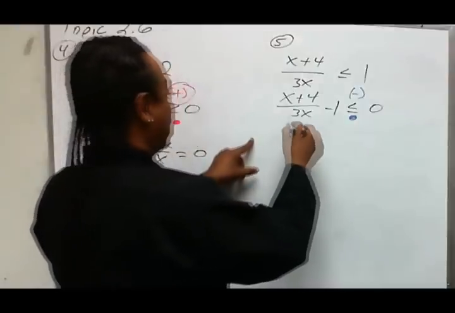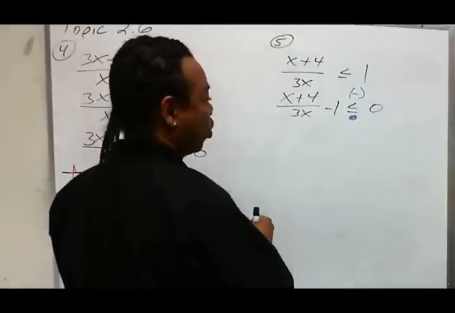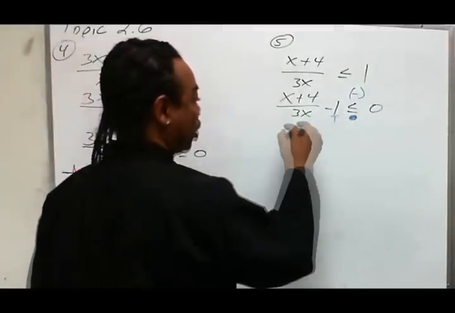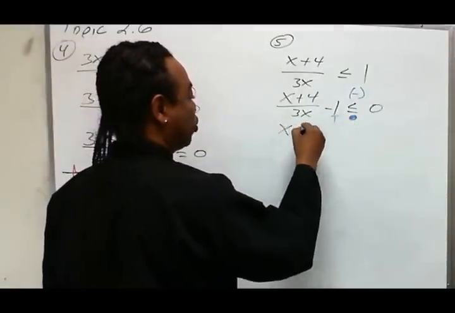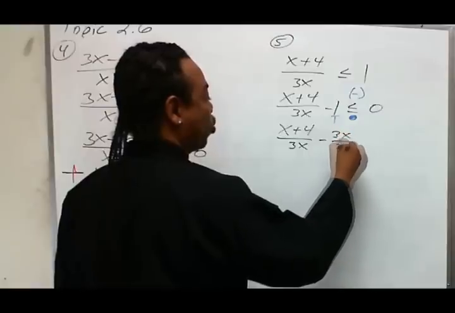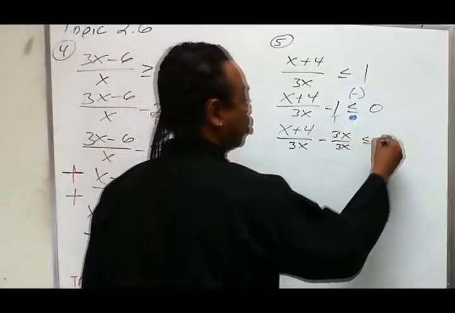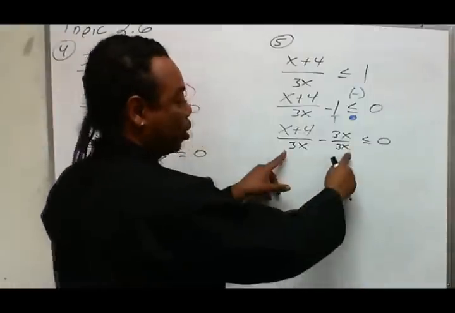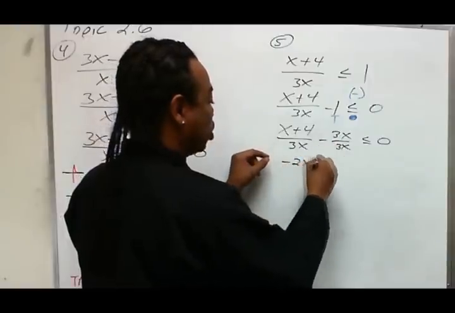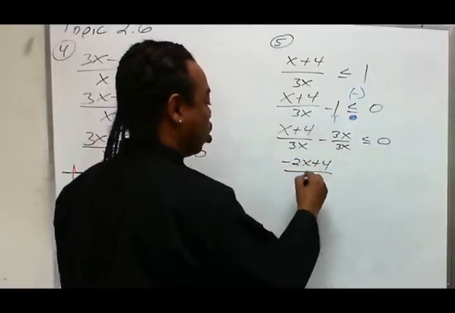So let's begin to add these. And the 1, negative 1 is over 1. We're going to give them both 3x. So x plus 4 all over 3x minus 3x over 3x less than or equal to 0. Okay, so now these can be added. X and the negative 3x gives us negative 2x plus 4 all over 3x.